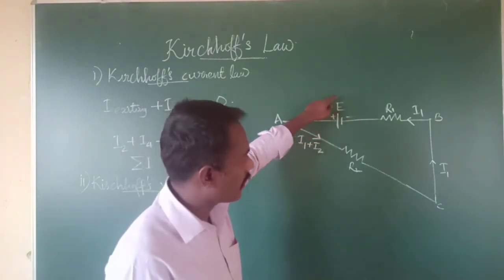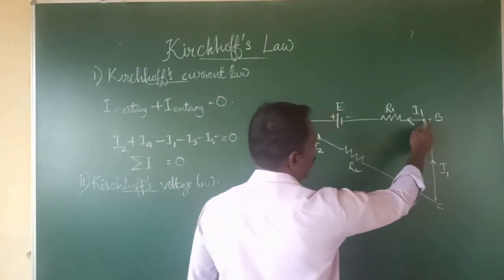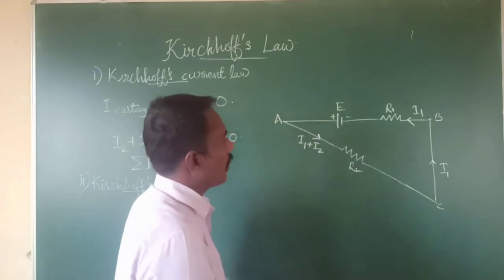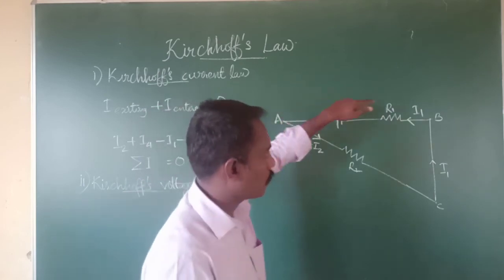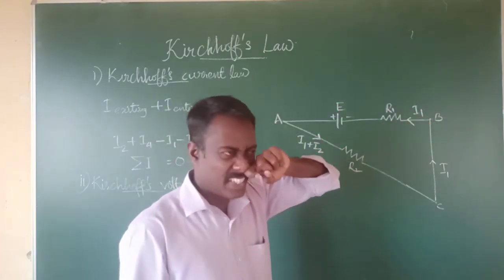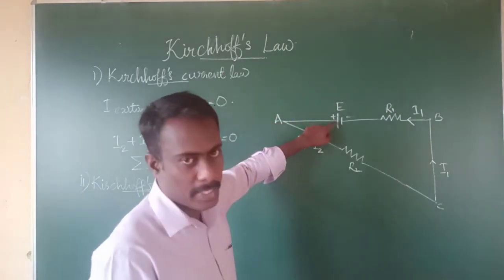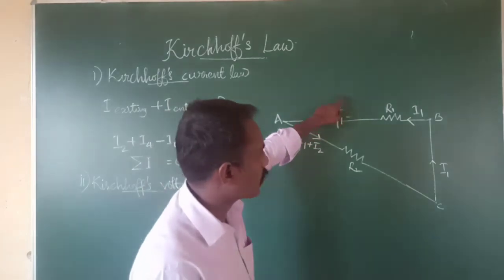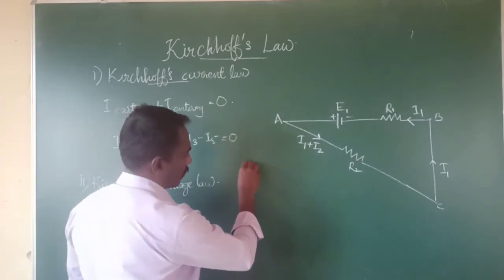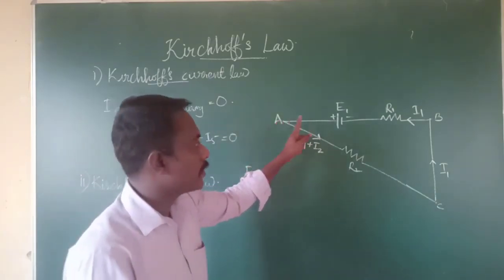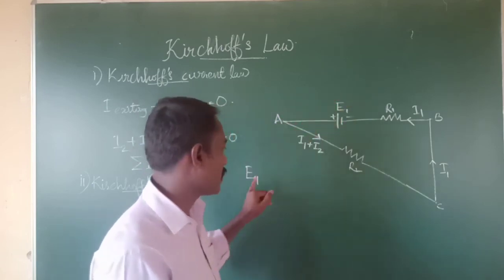First we consider the EMF of the battery. What is the direction of electric current? The direction of the electric current is in this direction, and we are traversing from A to B. As we move from A to B, we will get the positive terminal of the battery first. So the EMF E1 is positive here. Therefore the EMF is taken as positive.